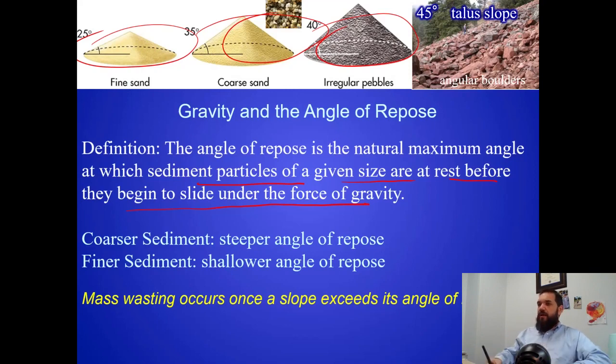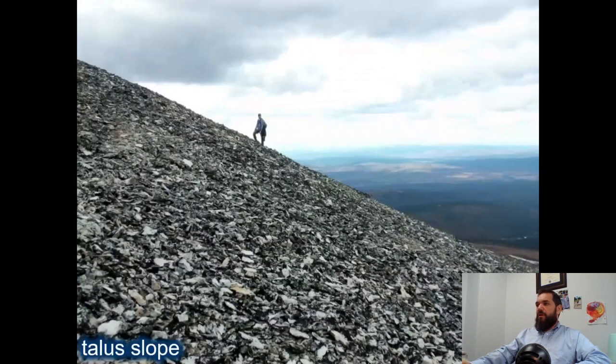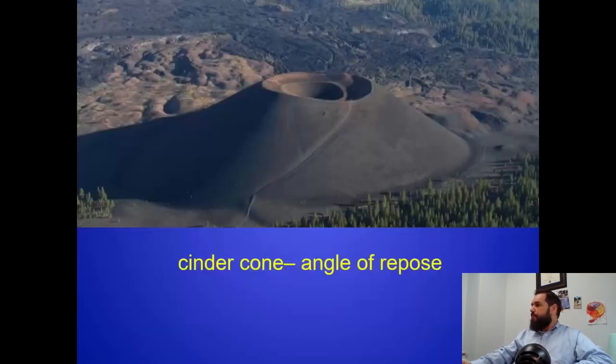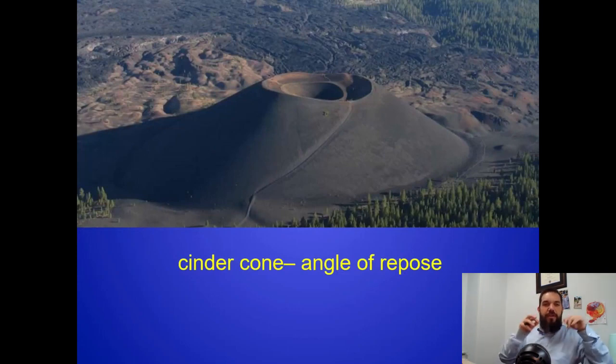So it says right there, mass wasting occurs once a slope exceeds its angle of repose. You could see a beautiful angle of repose right there in a talus slope. This is looking out over Jackson Hole, Wyoming, and there's a beautiful talus slope in the Grand Tetons, and you can see also cinder cones. Cinder cones are like little volcanoes made of cinders, made of little pieces of volcanic rock. You can really get a good idea of angle of repose from there.